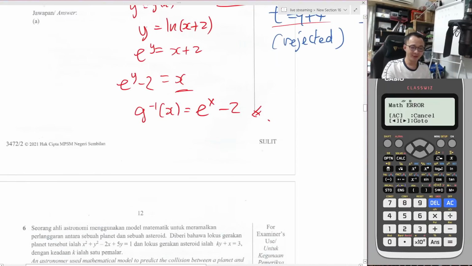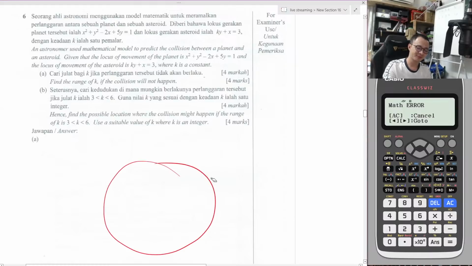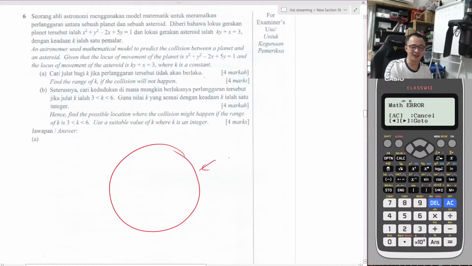All right, so yep, this is how we do it. So let's go to number 6 here. An astronomer used a mathematical model to predict the collision between a planet and an asteroid. Wow, why so deep? Given that the locus of the movement of the planet, you can see this is the circle equation. So this circle equation is the locus for the planet.